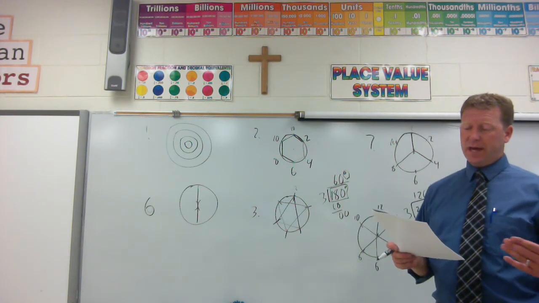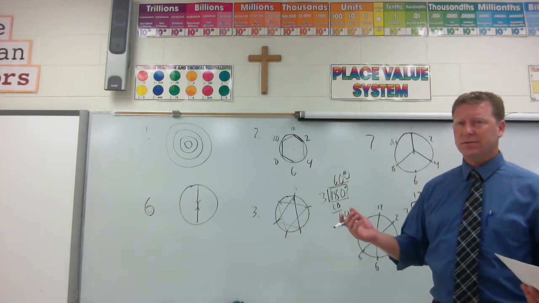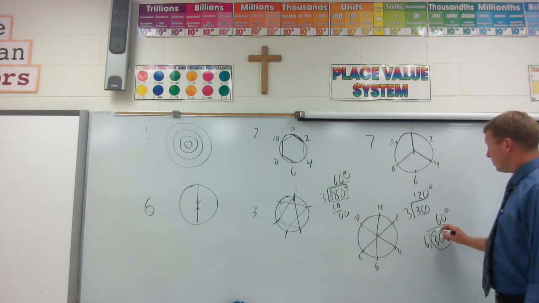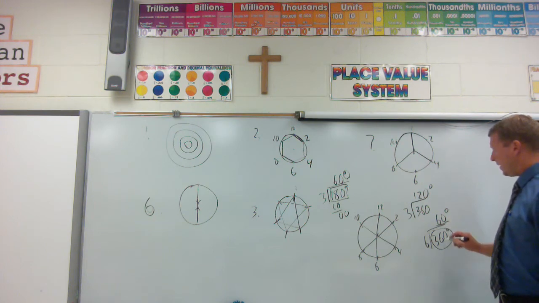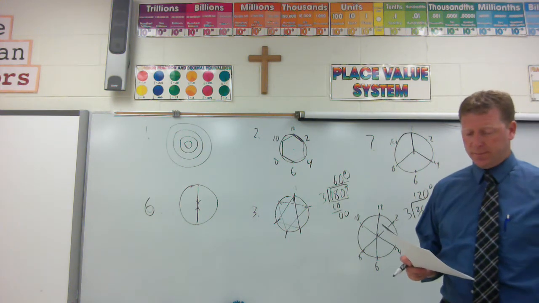What is the sum of the angle measures of the entire circle? Guys, what does a circle add up to? 360 degrees. 10A, 60. 10B, 360.